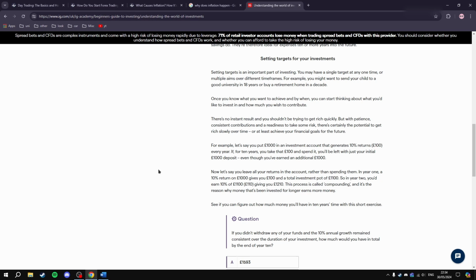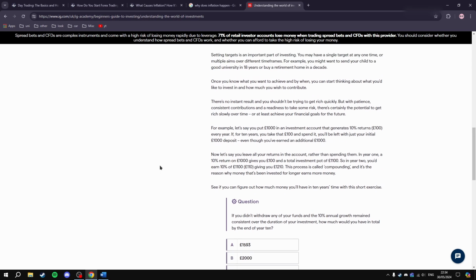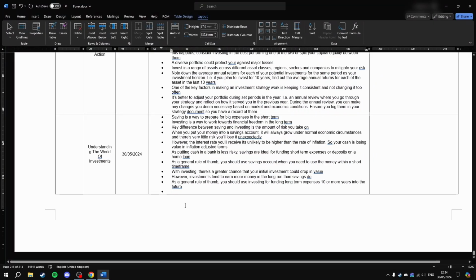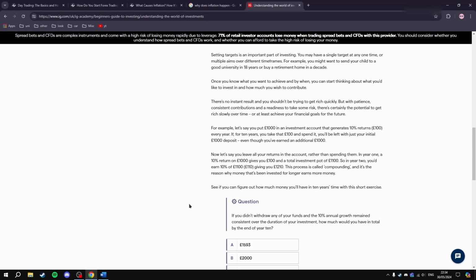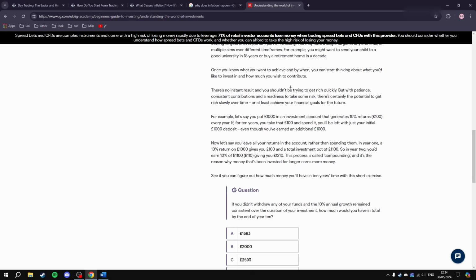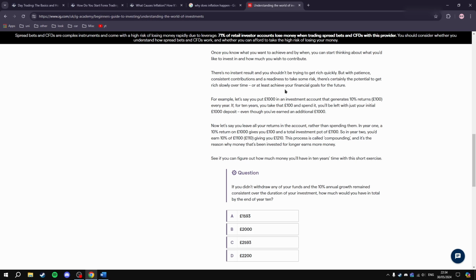Setting targets for investments. Setting targets is an important part of investing. You may have a single target at any one time or multiple aims over different time frames. For example, you might want to send your child to a good university in 18 years or buy a retirement home in a decade. Once you know what you want to achieve and by when, you can start thinking about what you would like to invest in and how much you wish to contribute.